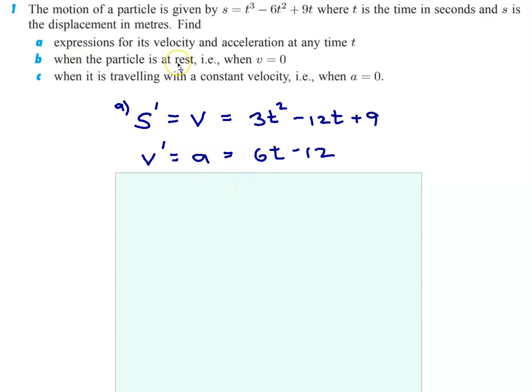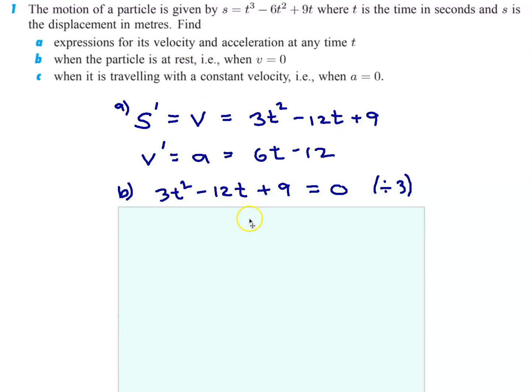So when is the particle at rest? They're giving us a big hint here. They're saying if it's at rest, in other words, when the velocity equals 0. If the question was just that, you've got to think to yourself, at rest means the velocity is 0. So I'm going to set my velocity formula equal to 0, which is this just here, because that's the velocity formula. I've got to solve this for t.